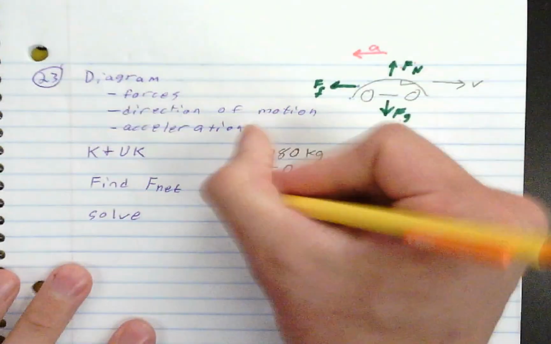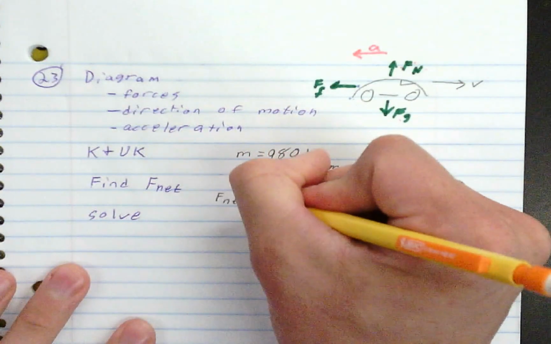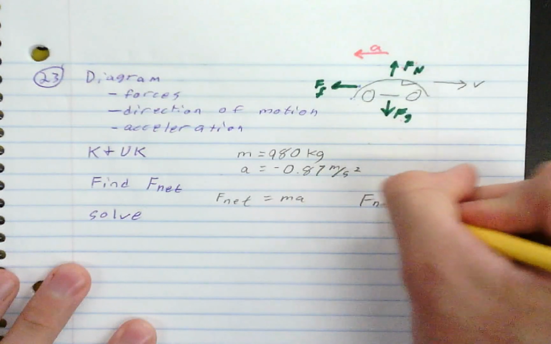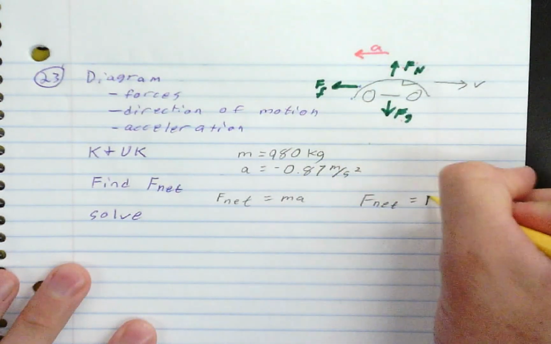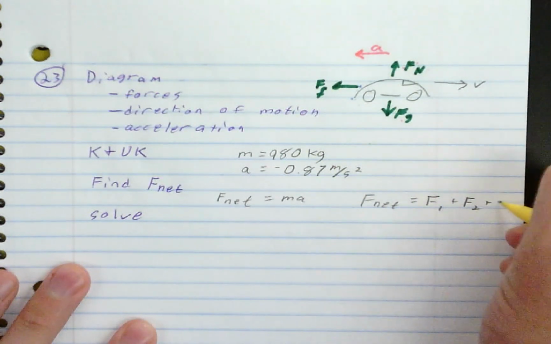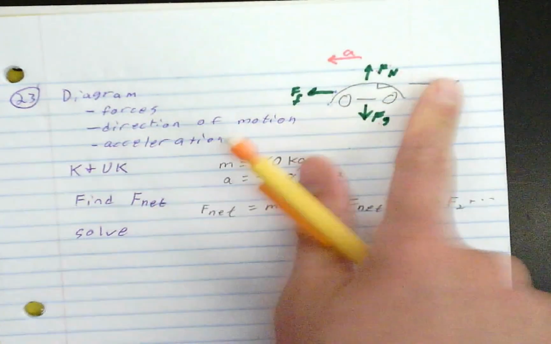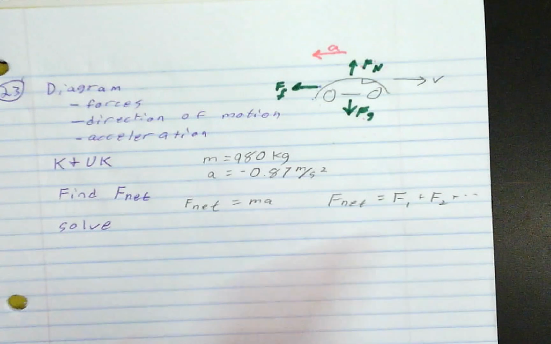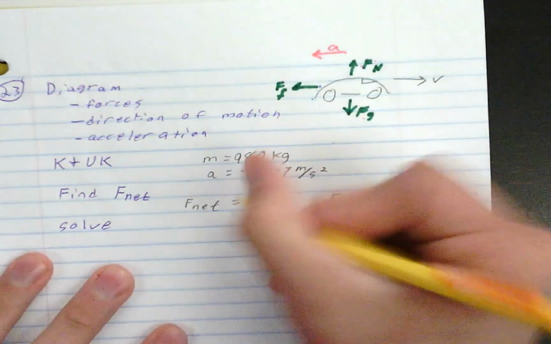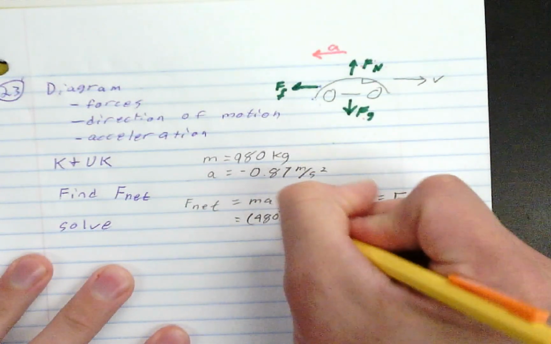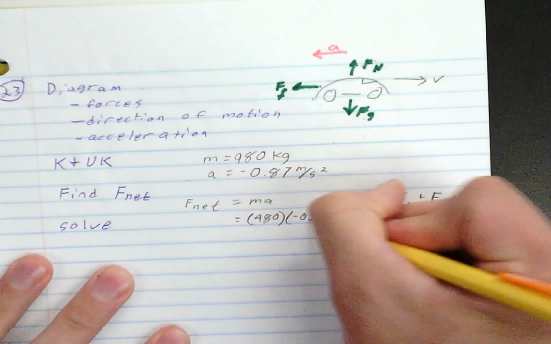There's two ways to find the net force. You can do F net equals ma, or you can add the forces together. It doesn't matter, but you have to have all the numbers to do it. So, for example, we don't have any of the forces side to side. We don't know the values. So we can't do F net equals F1 plus F2 plus whatever. But we can do F net equals ma because we know the mass is 980 and we know the acceleration is negative 0.87.